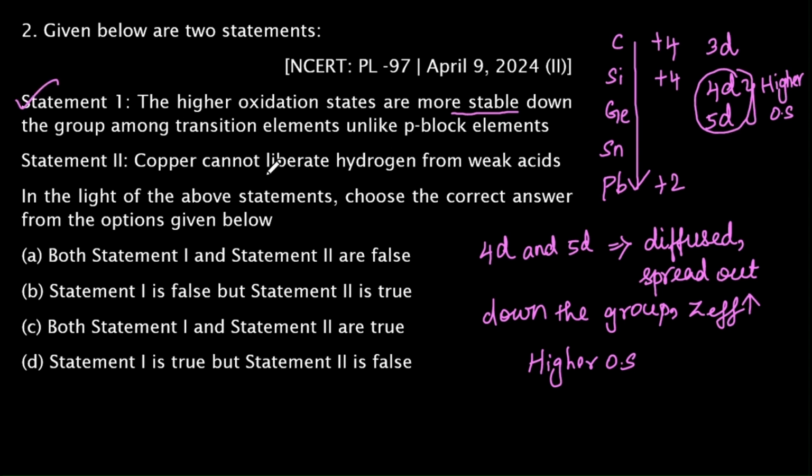Now we'll go to the second statement. Copper cannot liberate hydrogen from weak acids. This statement is also true because I already explained in the video in which I explained the key concepts. Copper is having the electrode potential value of M2+/M, that is Cu2+/Cu, of +0.34 volt, which is greater than hydrogen. We know that the electrode potential value of hydrogen is 0. As copper has an electrode potential value greater than hydrogen, it cannot displace H2 gas from the weak acids, and we also know that copper lies below hydrogen in the reactivity series. So copper cannot liberate hydrogen from weak acids. So statement 2 is also correct. So the correct option is option C. Both statement 1 and 2 are true.